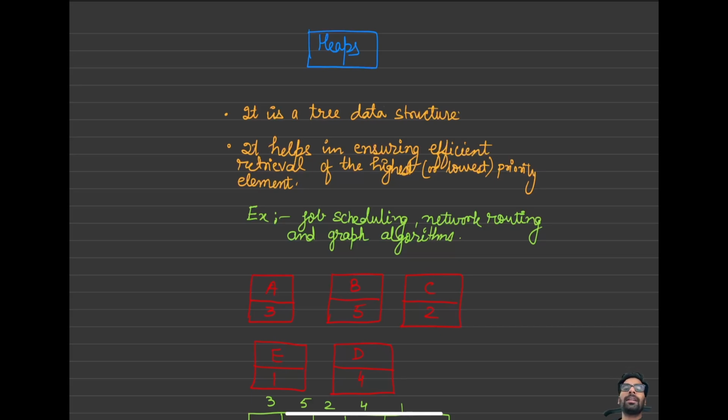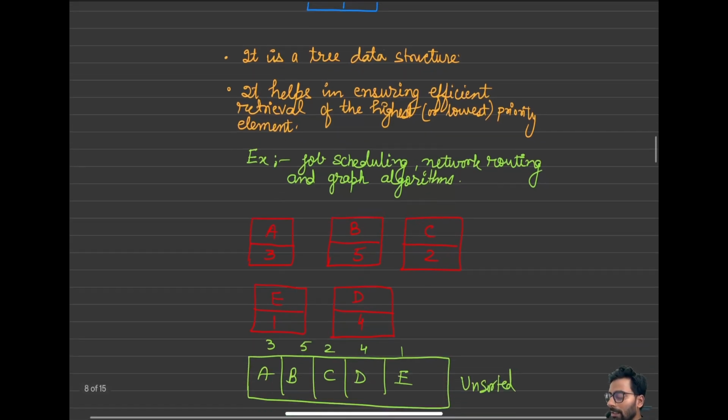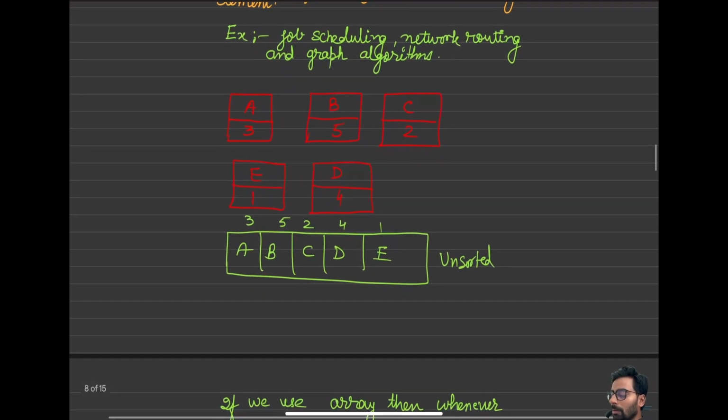But before actually understanding how we are going to implement heap, first let's understand why we need heap. Why can't we use an existing data structure, maybe an array, for example? So here in this example I have some tasks given, A, B, C, E, D, and they have some priorities assigned to them.